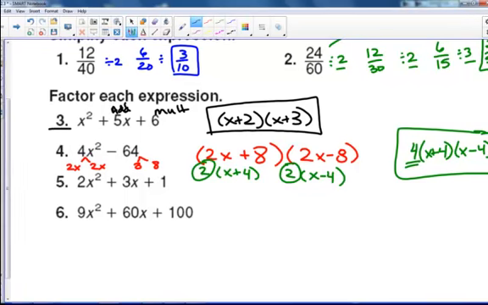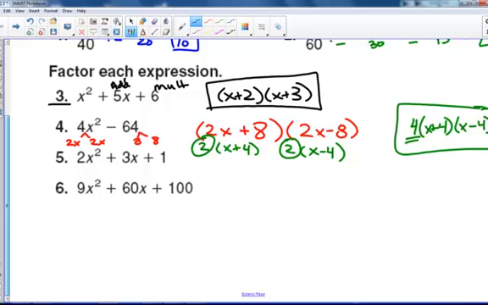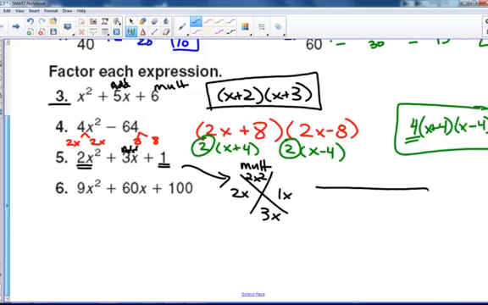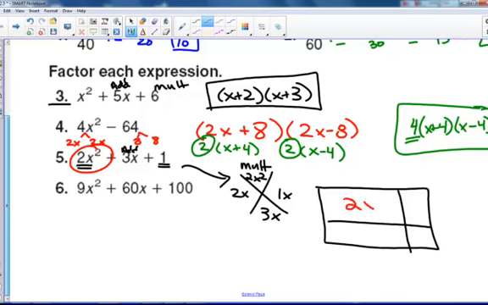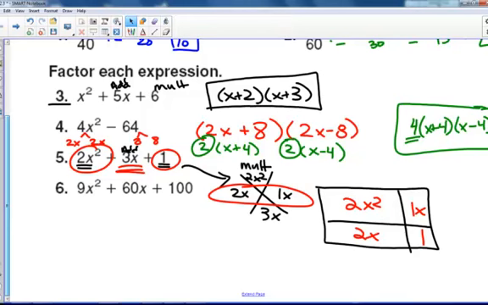All right, so this next one, I'm going to look at a box. So I'm thinking of what two numbers multiply to give 2x squared times 1x squared, which is 2x squared, and add to give 3x. So that's 2x and 1x. Now, when I draw my box, I am putting in 2x squared, 1, and then for 3x, I'm putting in a 2x and a 1x. And it doesn't matter where these things are in the box, as long as they're in opposite corners.